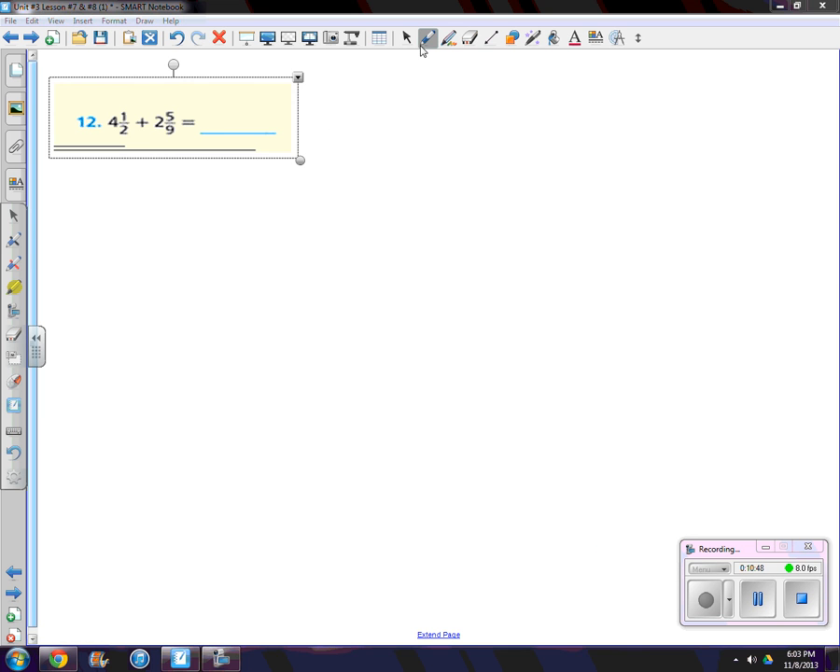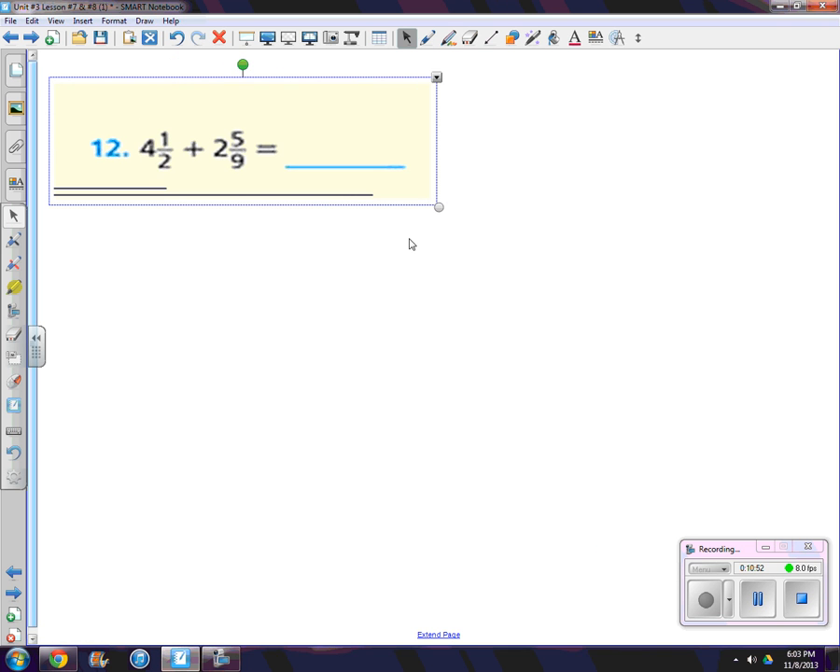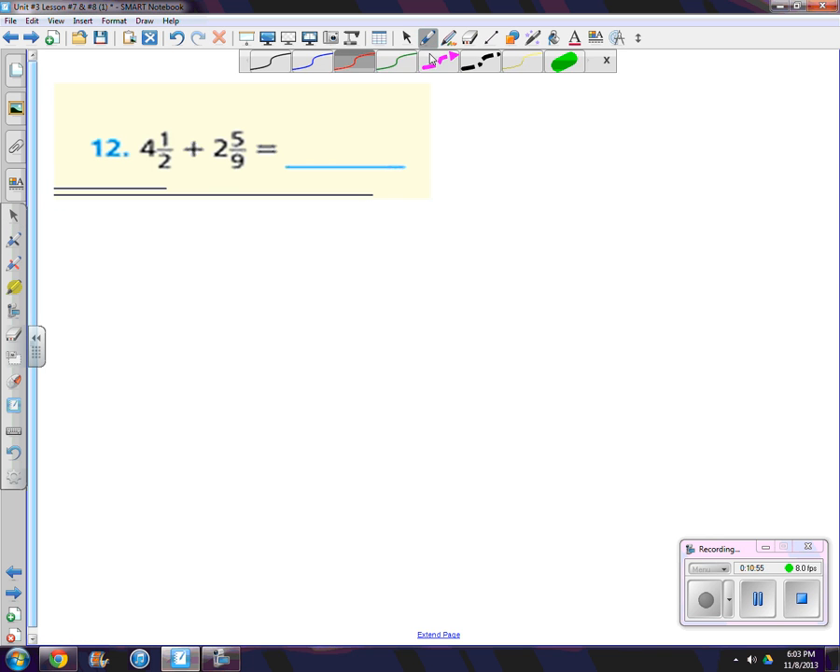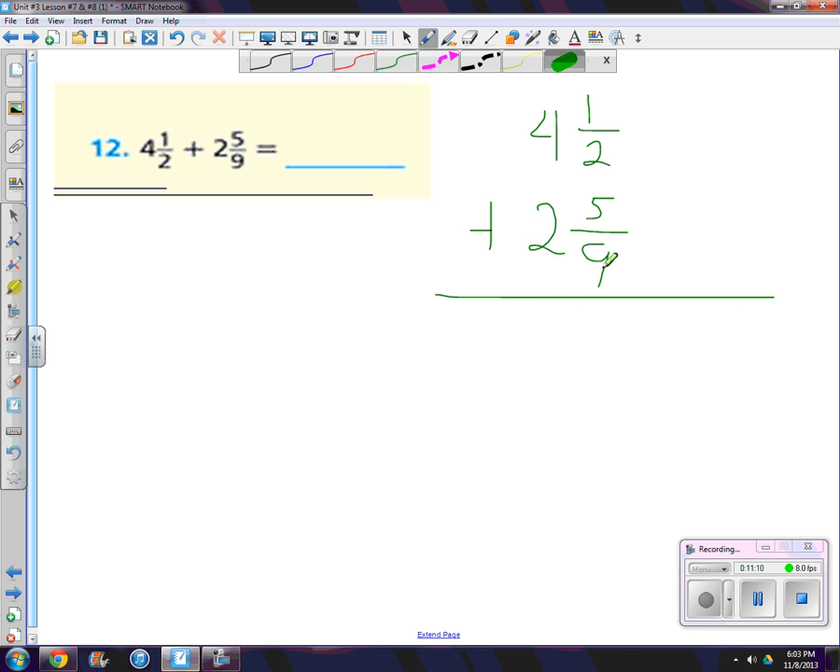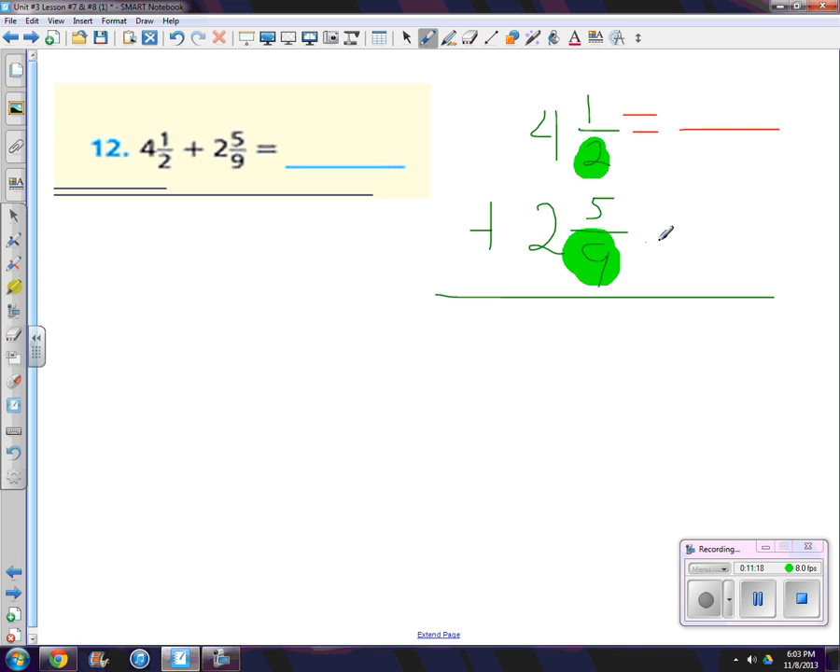All right. We have 4 and 1/2 plus 2 and 5/9. Again, set it up. 4 and 1/2 plus 2 and 5/9. First thing you got to do is look for the common denominator. So 9 and 2, 2 does not go into 9 evenly. 2 times 9 is 18, so there's a common denominator.